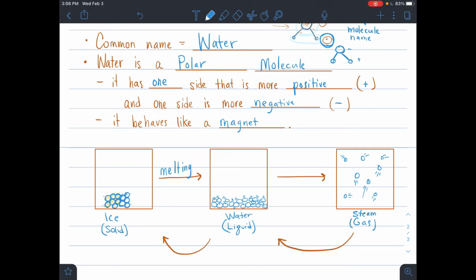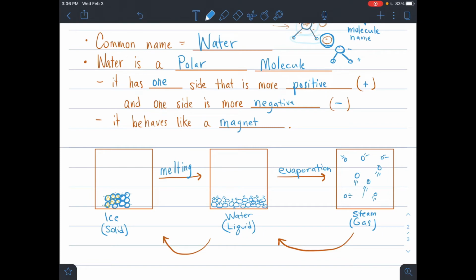So when it's a liquid and we add heat to it and we get the steam, we call this evaporation. If you've ever boiled water on the stove, you saw that water evaporate when you saw the steam. Now, if we were to cool down and remove heat energy from the gas, it would turn back into a liquid. It would turn back into water.